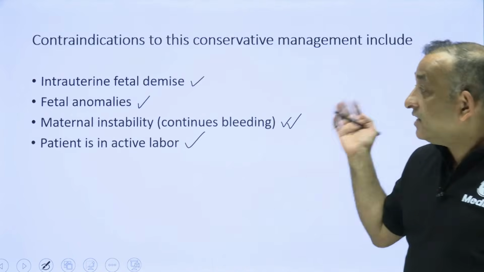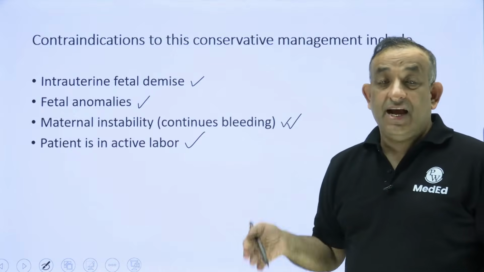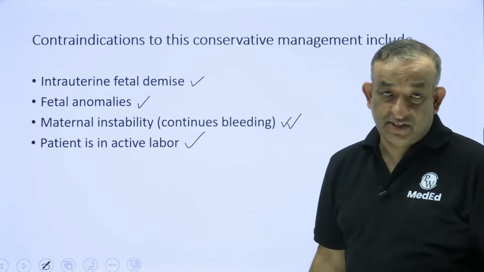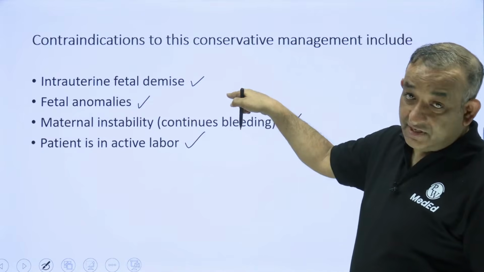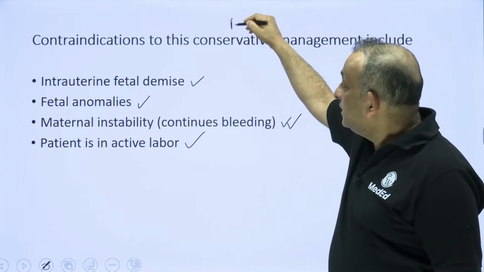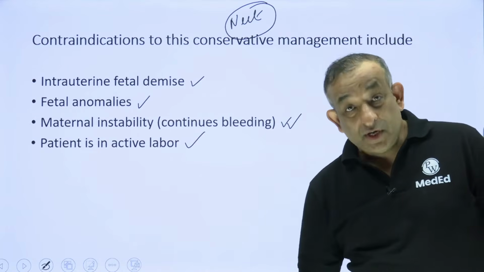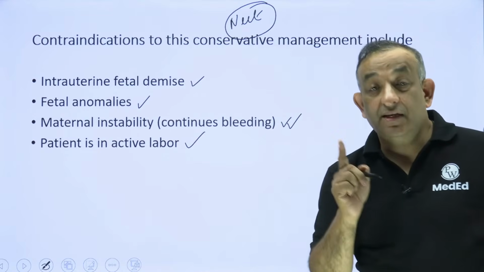But if the bleeding continues and if the baby is dead and anomalous, there's no way that you will continue the pregnancy. Then you'll have to do a cesarean section. So contraindication to conservative management, this becomes the NEET exam question. Yes, this has come. Where will you not do conservative management? So conservative management has a place in your exams.